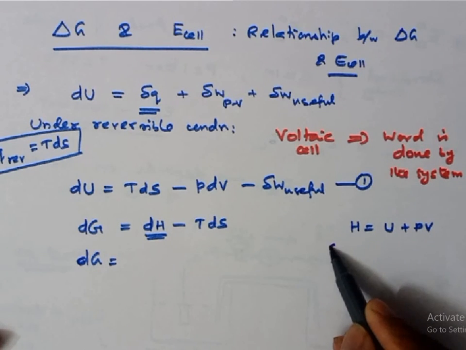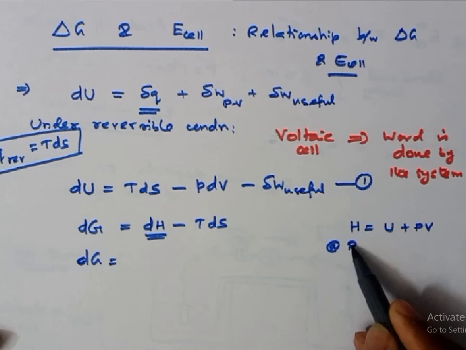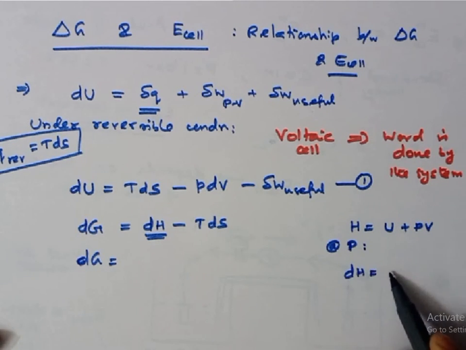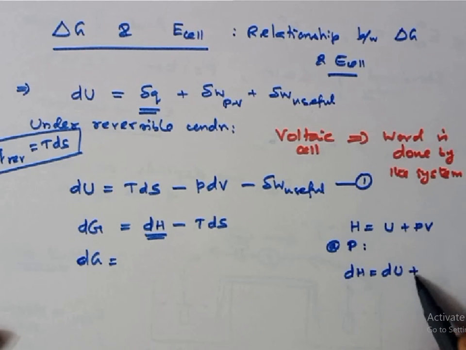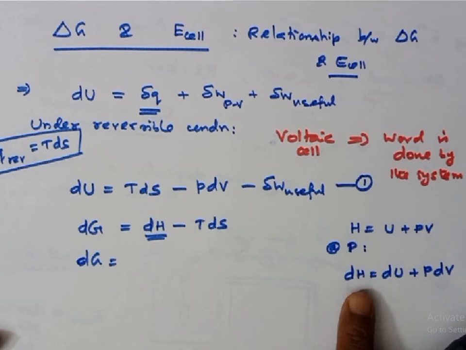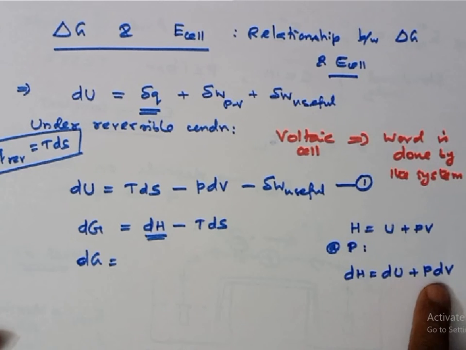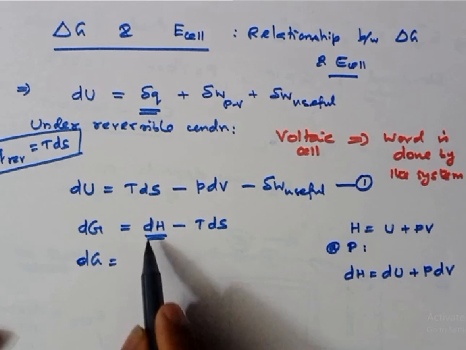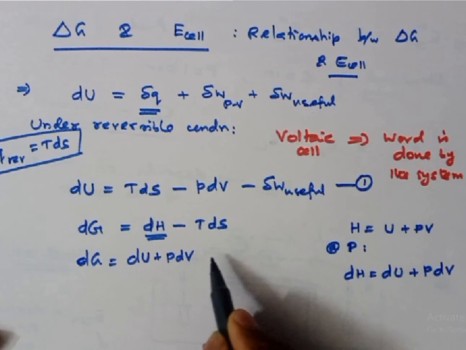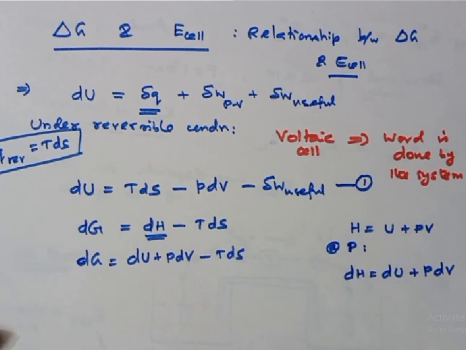And what is at constant pressure? If you maintain pressure as constant, change in enthalpy is given as change in internal energy plus pressure, which is constant, so keep it as such, into dV. So dH is equal to dU plus p dV at constant pressure. So now I'll substitute this here. So I'll get dG equal to dU plus p dV minus T dS. I'll take this as equation number 2.